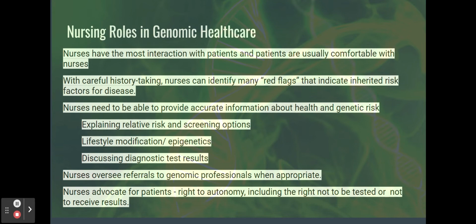Nurses advocate for patients. It's one of our most important roles. A patient has the right to autonomy. That's the right to make the decision that's best for them. That includes the right not to be tested for something that may have an inherited component and not to receive results if they have opted for that testing and now are no longer interested. It includes the right to receive care based on the information. So, those are all important roles.